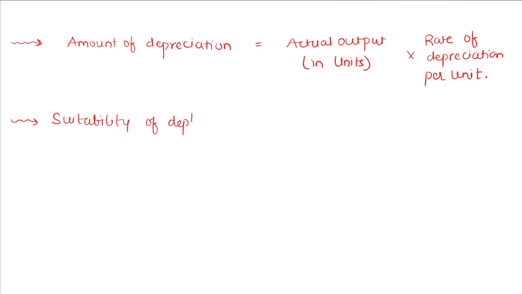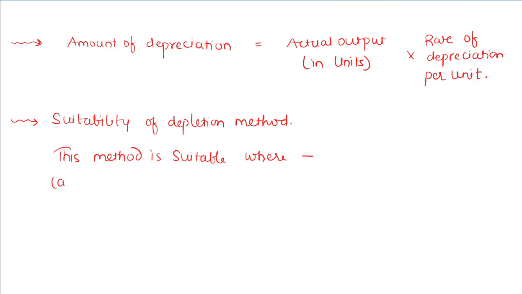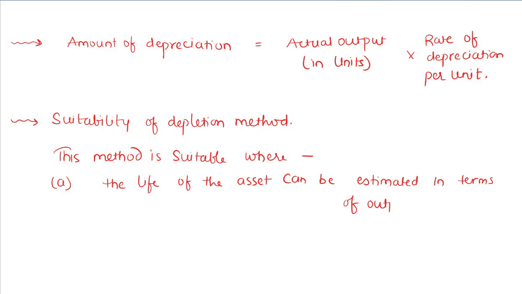Suitability of depletion method. This method is suitable where: A, the life of the asset can be estimated in terms of output; the life of the asset is estimated in terms of output.